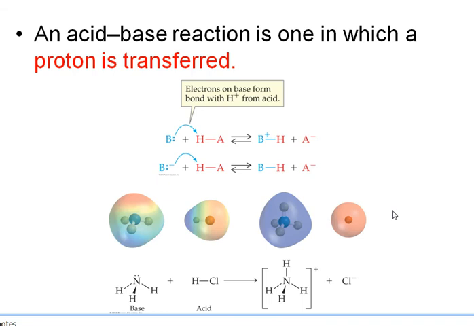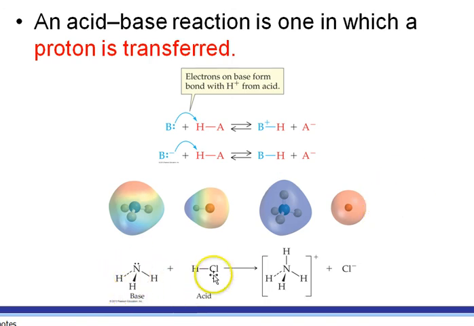An acid-base reaction is one in which a proton is transferred. Boom. It's all about proton transfer. Here's electrons on a base forming a bond with the hydrogen from an acid. The base is going to take that hydrogen, and now the base has the hydrogen and the acid is negative. This base is going to take this hydrogen and now they're together. That's what's going to happen. Base, acid, where's that hydrogen going to go? Just guess. It's going to go over here. Look at that. Boom. This is the base. This is the acid. Okay.